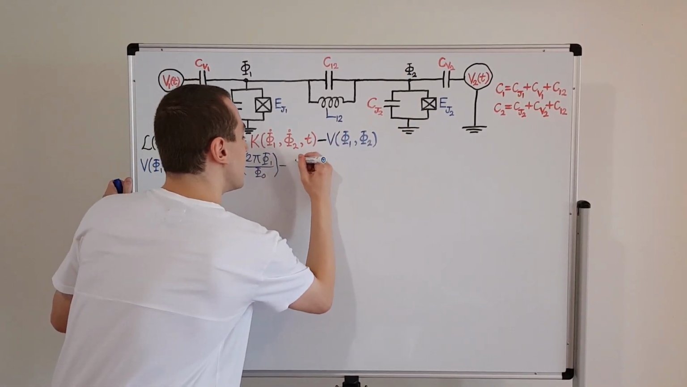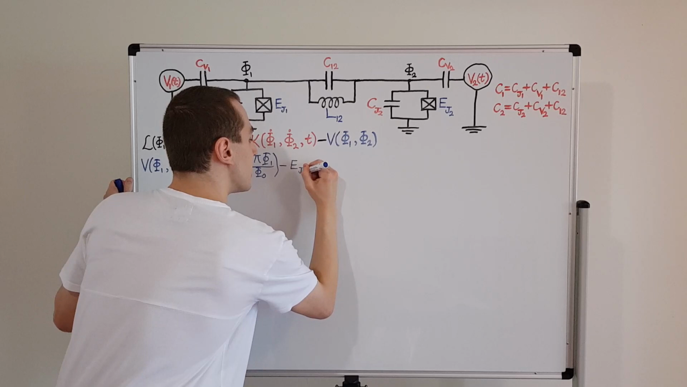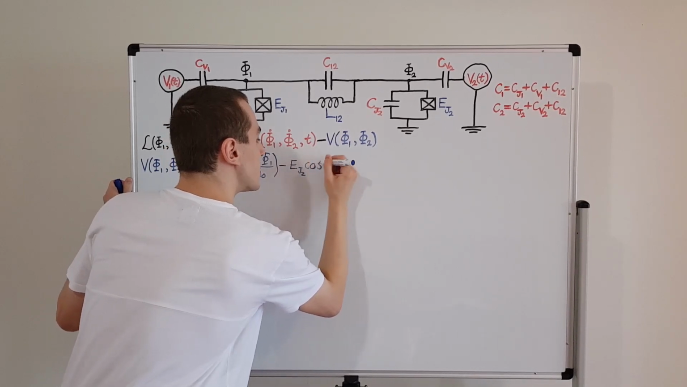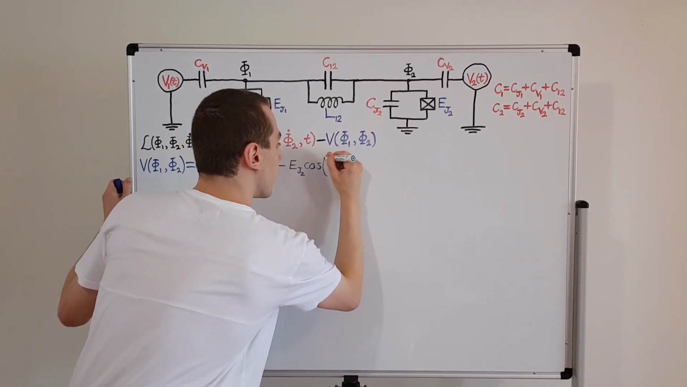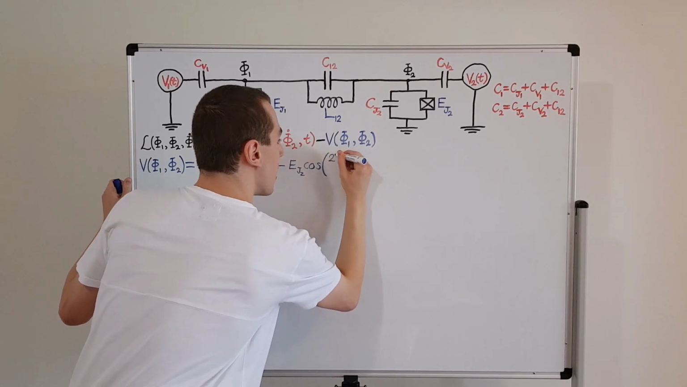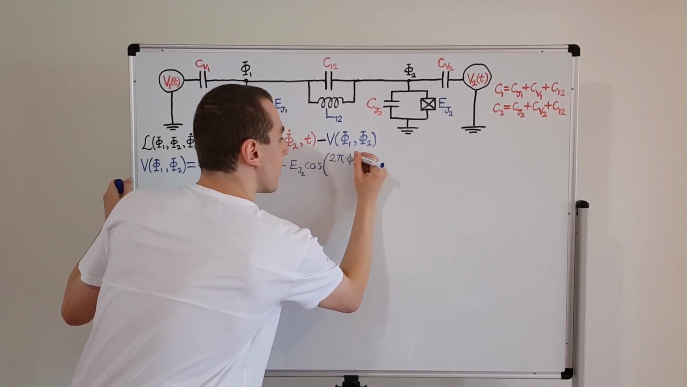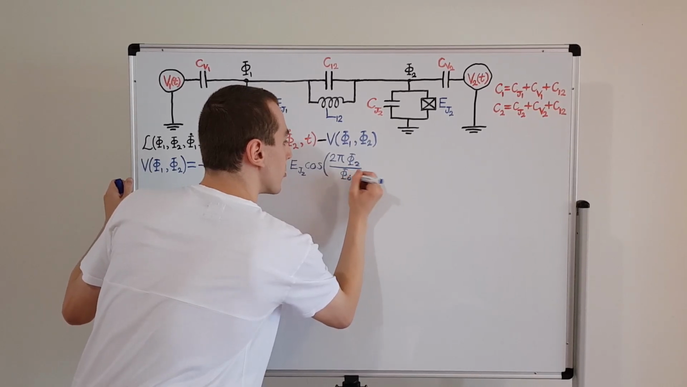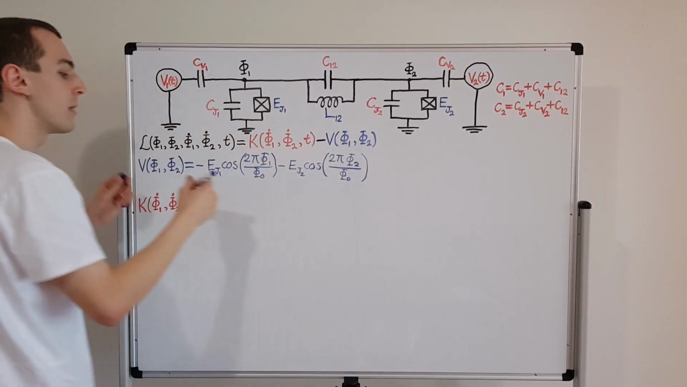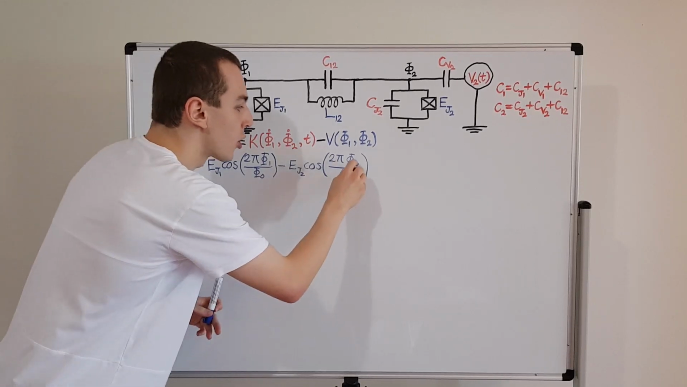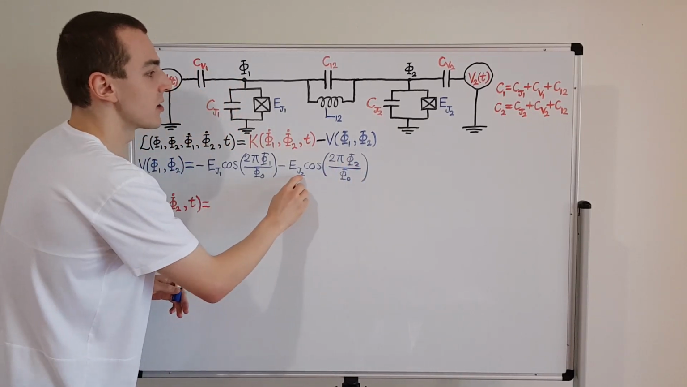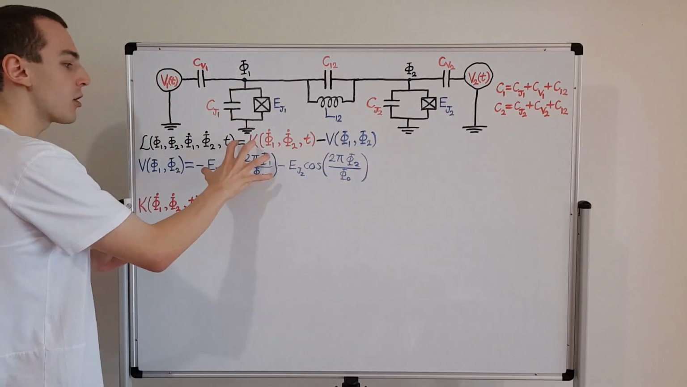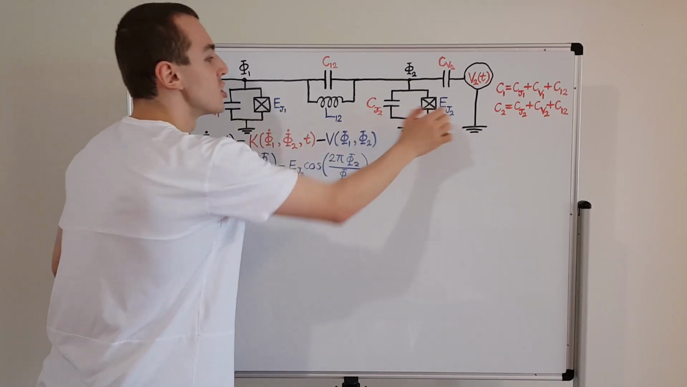We also have minus EJ2 cosine of 2 pi phi 2 all over phi 0. So it's just an analogous term. We just have the other coordinate and the other energy over here. So these are the contributions coming from the Josephson junctions.